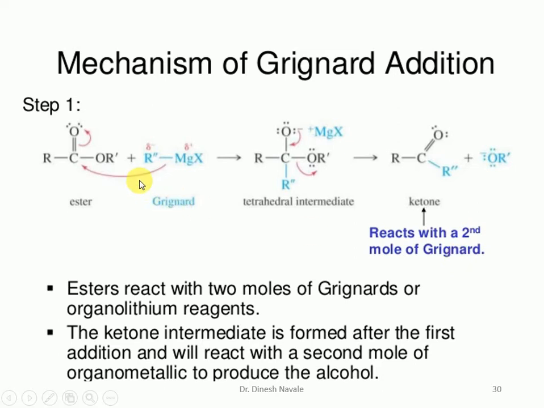If you utilize only 1 mole of the Grignard reagent, we will always get the ketone. If you utilize excess moles of the Grignard reagent, ester can give the formation of alcohol as a product. This is the same ethyl acetate with the methyl magnesium bromide. This intermediate will be there, and the product formed will be acetone.